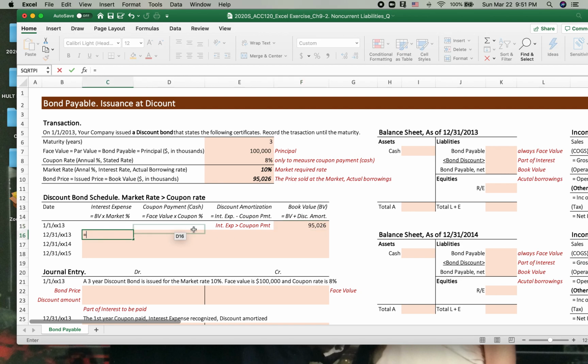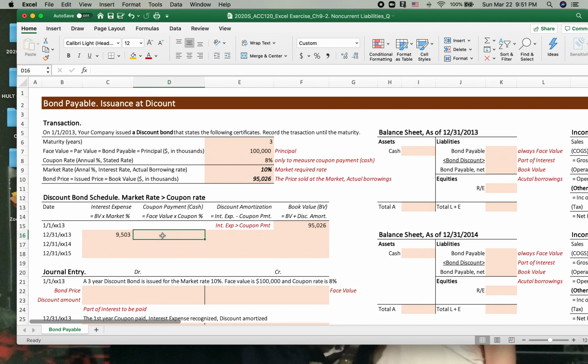So the book value times what rate do we need? That's correct. We need the market rate, because the market rate is the actual borrowing rate. So interest expense, when do we recognize expense? When it occurs, when the company uses the borrowings. So 95,000 times 10%, so $9,500 is the interest expense the company should recognize on the income statement.